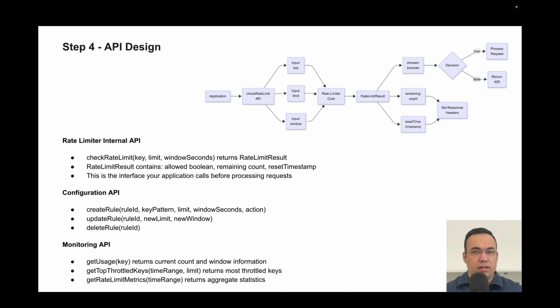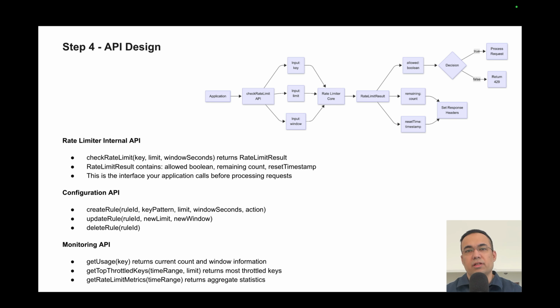A clean API design makes a rate limiter easy to integrate and maintain. We should define 3 categories of APIs. First is the rate limiter internal API. The main method should be check rate limit, which takes a key, a limit, and a window in seconds, and returns the rate limit result. The rate limit result should contain 3 fields: an allowed boolean indicating whether the request should proceed, a remaining count showing how many requests are left in the window, and a reset timestamp indicating when the window resets.